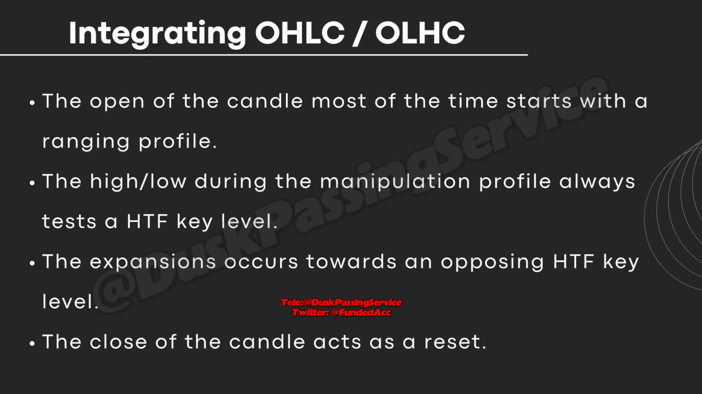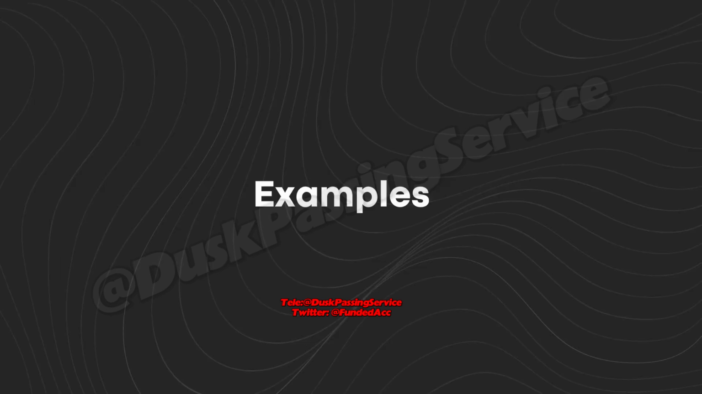Next one is that the expansion occurs towards the higher time frame drawn liquidity or an opposing higher time frame key level. And as I said before, you're going to make sure that you already have the higher time frame framework where you've already decided where the drawn liquidity is and what your bias is going to be for the day or the week, and then based off of that you're going to break down this whole candle that you're working with, right? And then last but not least, the close of the candle, just as I said before, acts as a reset for price to reset the whole cycle. These are some important points you must note, right? Now let's move over and see some examples of it.